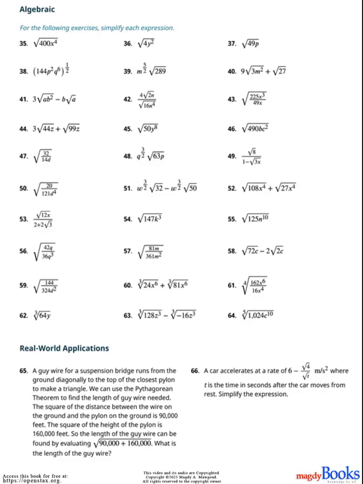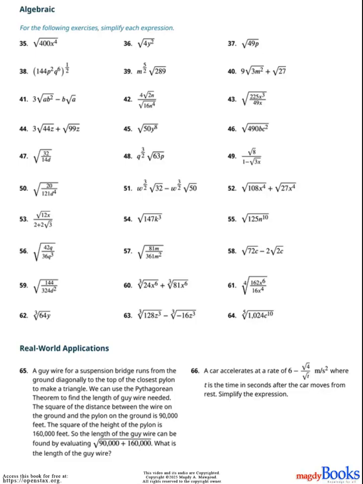39. m to the power of 5 over 2 multiplied by square root of 289. 40. 9 square root of 3m squared plus square root of 27. 41. 3 square root of ab squared minus b square root of a. 42. 4 square root of 2n over square root of 16n to the power of 4. 43. Square root of 225x to the power of 3 over 49x.